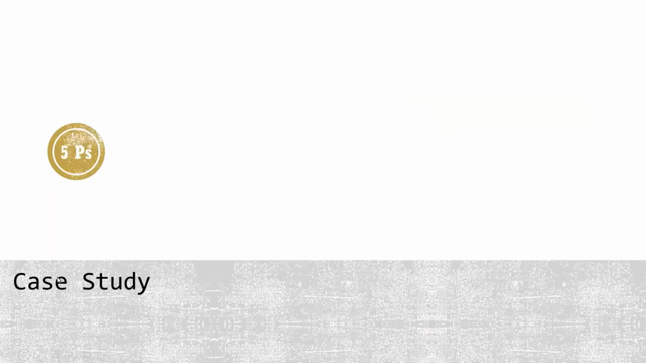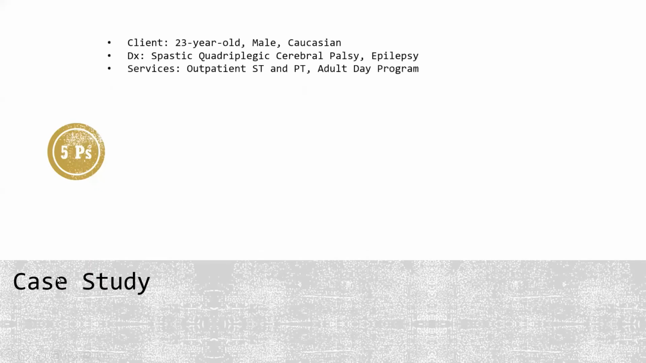Let's explore the example. So we had a 23-year-old male Caucasian patient. He had the following diagnoses: spastic quadriplegic cerebral palsy and epilepsy. He had outpatient speech therapy and PT, and is part of an adult day program, and came to us specifically for the AAC assessment alone, since he already had a speech language pathologist that he was working with, who actually referred him for the AAC assessment.